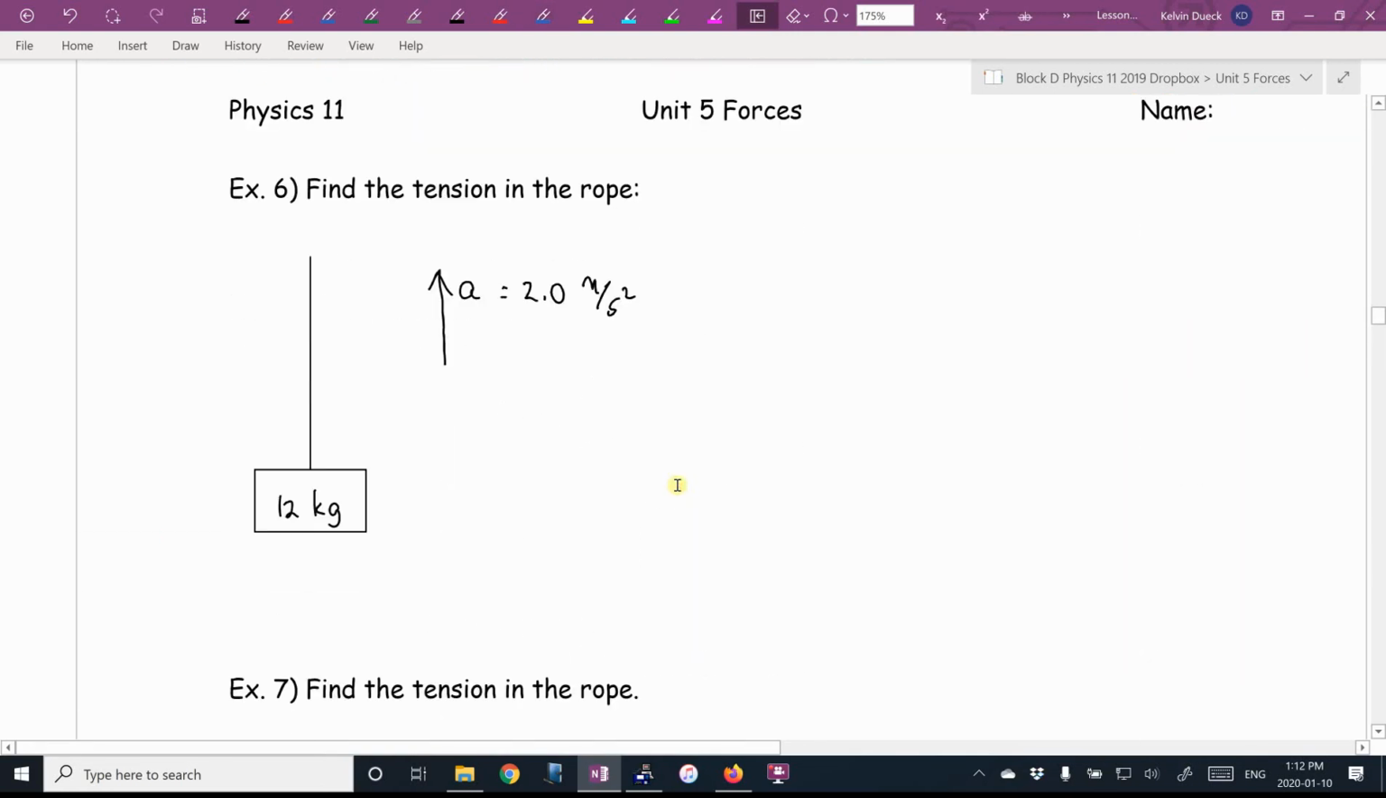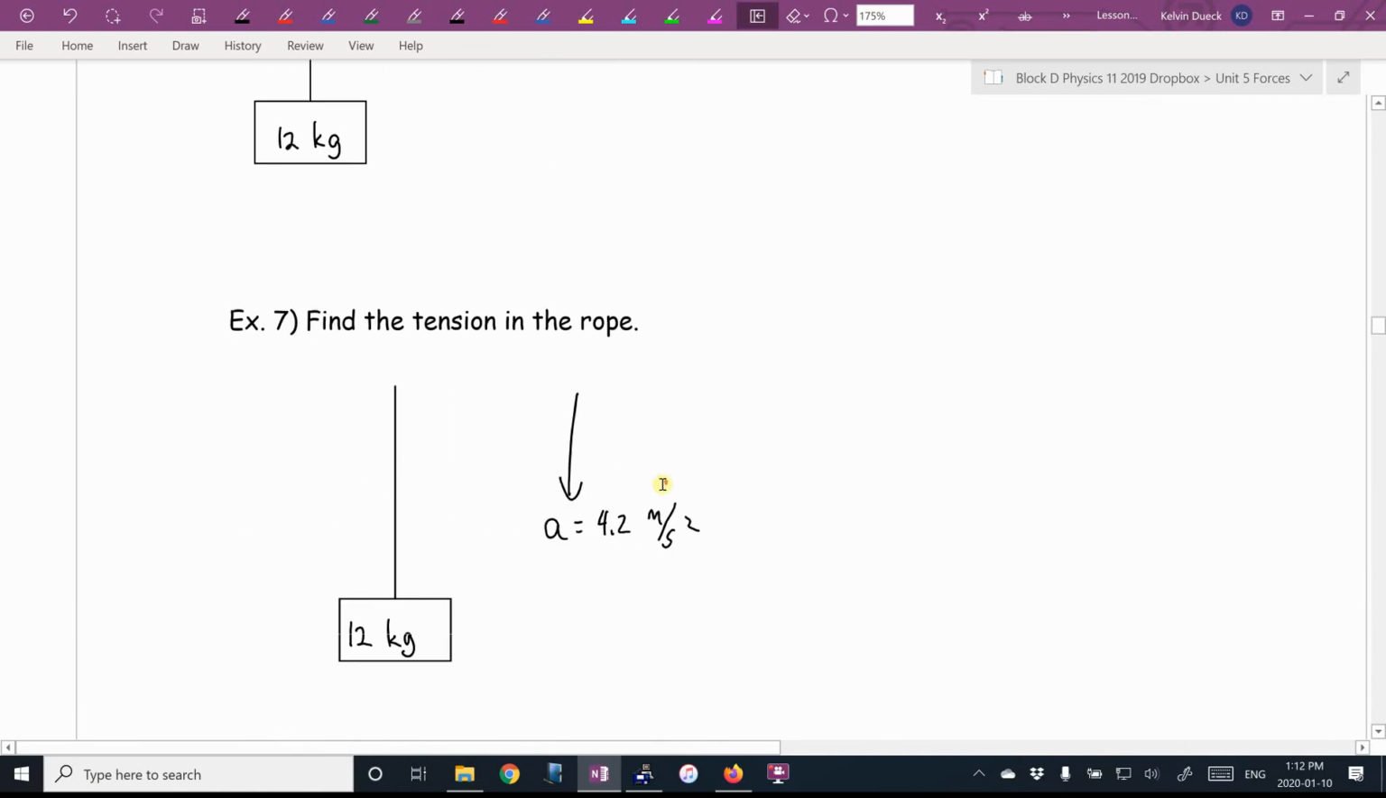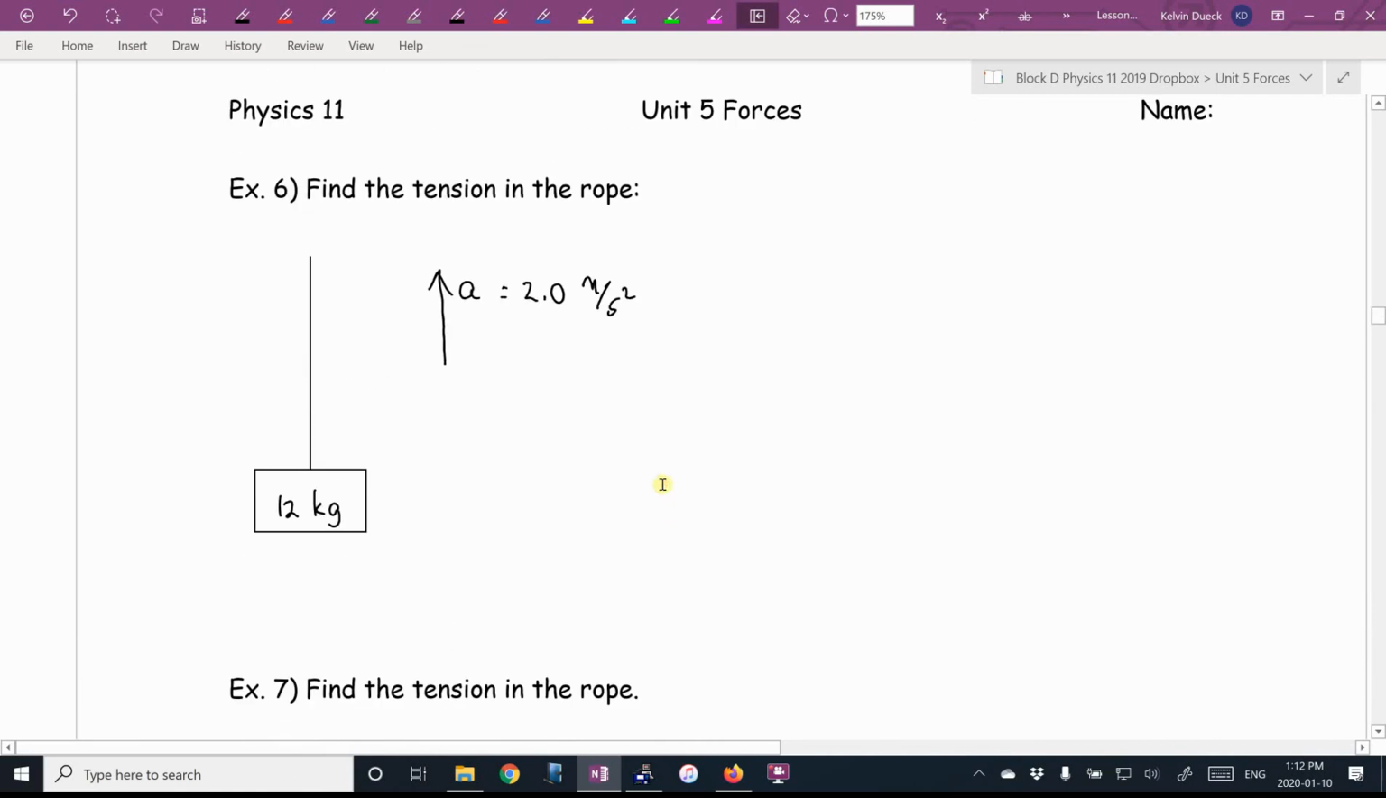I like example 6. Example 6 is a nice question. We're going to finish with example 6, and then I'm going to continue this lesson next class because I really want to give you about 15 minutes or so to work on the homework from last day.